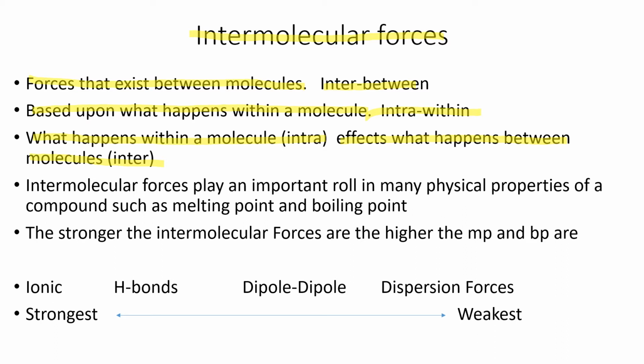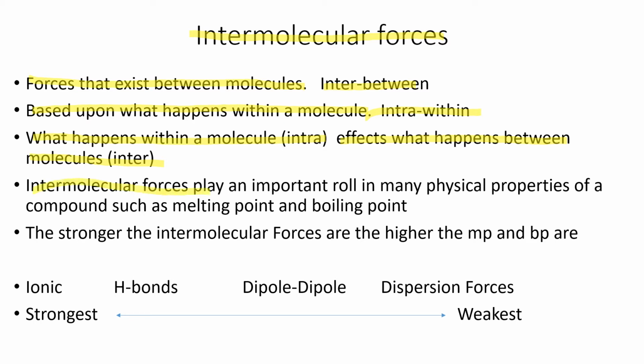And the best way of thinking about this is the same way you might think about some of your relationships with others. What's happening within a person, internally, whether they are happy, sad, excited, depressed, what's happening within a single individual will affect how that person relates with others. So what's happening within a person will affect that person's relationships with others. Same thing with the molecules. What's happening within a single molecule is going to affect how that molecule can interact with other molecules. What happens within will affect what happens between.